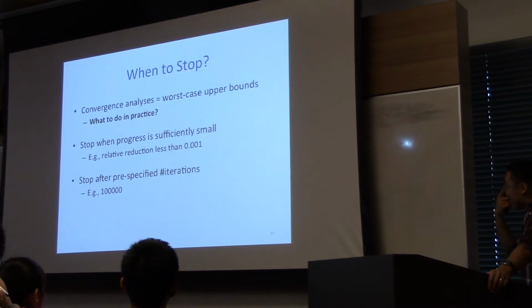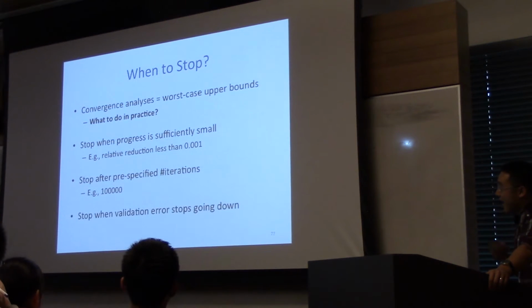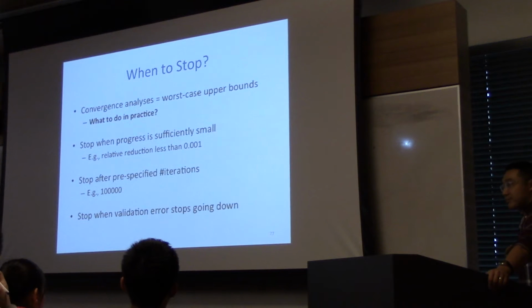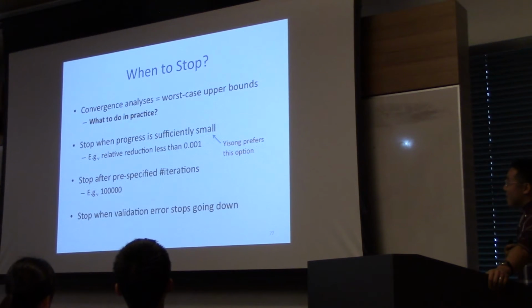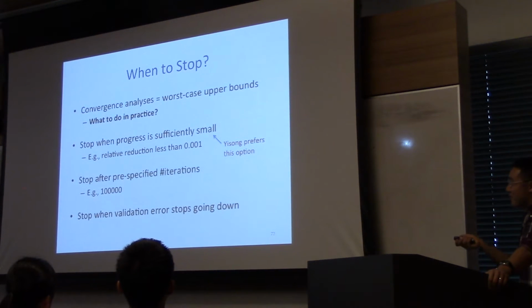You can stop after a pre-specified number of iterations, like 100,000, and then you can do early stopping. Stop when the validation error stops going down. I prefer this option most of the time. When I'm doing non-convex optimization, I prefer the third option.